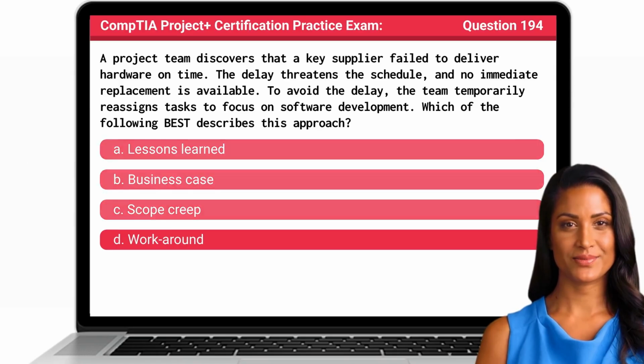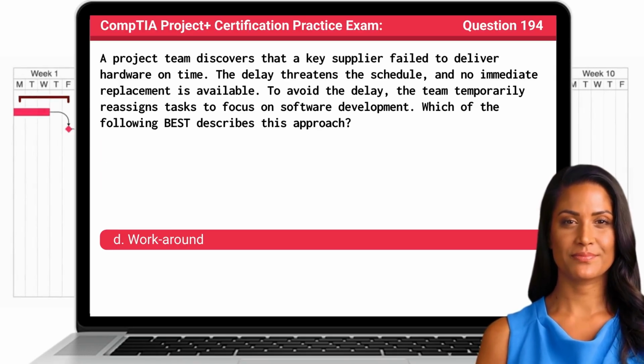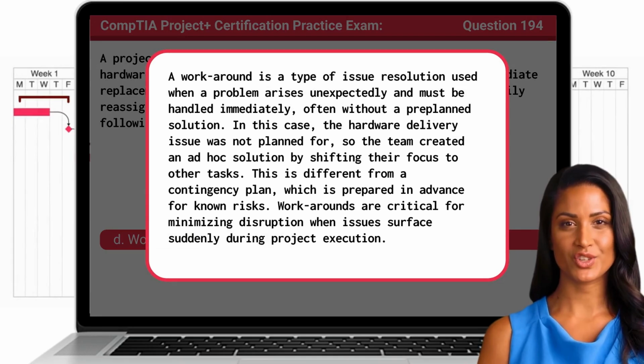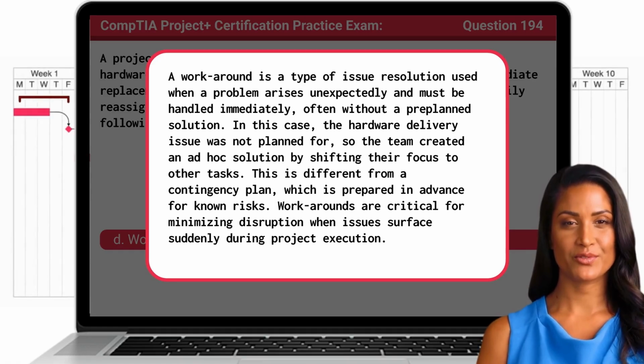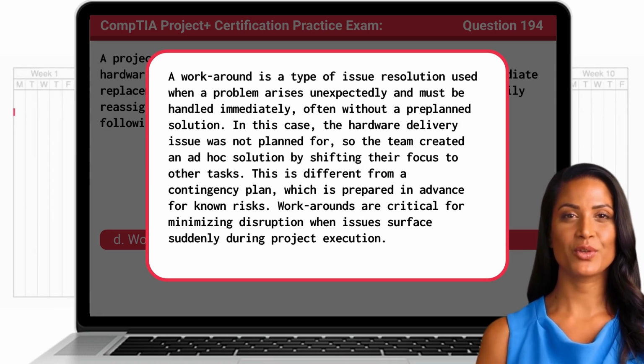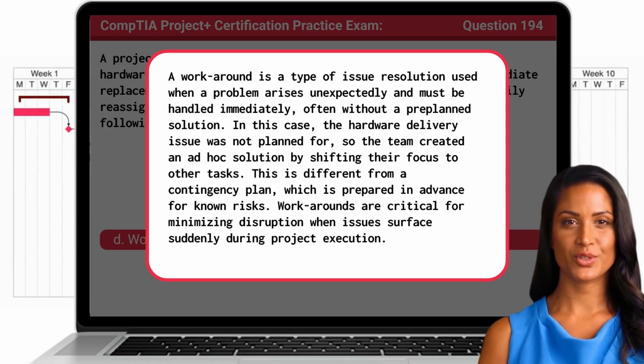The answer is D. Workaround. A workaround is a type of issue resolution used when a problem arises unexpectedly and must be handled immediately, often without a pre-planned solution. In this case, the hardware delivery issue was not planned for, so the team created an ad hoc solution by shifting their focus to other tasks. This is different from a contingency plan, which is prepared in advance for known risks. Workarounds are critical for minimizing disruption when issues surface suddenly during project execution.